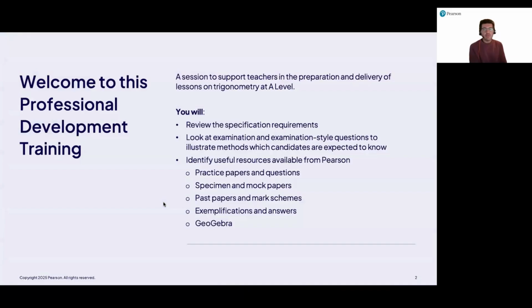I wanted to give a brief overview of today's session before handing over to Jocelyn to take us through the event. Today we will look at the specification requirements along with some exam style questions along with some examples of candidate responses. We'll also identify some useful resources to support you in the classroom along with all of the relevant links. Please do feel free to use the chat to either ask questions or provide your feedback during the session.